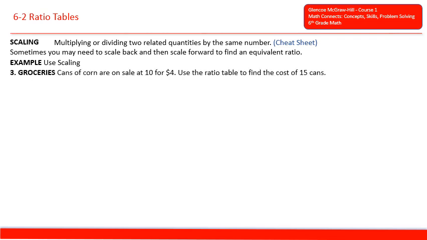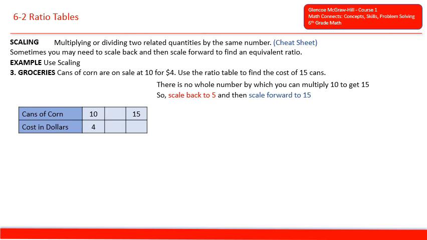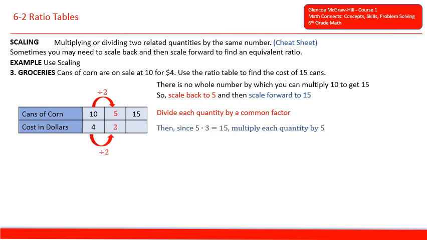Cans of corn are on sale at 10 for $4. Use the ratio table to find the cost of 15 cans. So we have 10 and we want to find out what 15 costs. And there's no whole number by which you can multiply 10 to get 15. So scale back to 5 and then scale forward to 15. So we'll divide 10 by 2 to get 5 and 4 by 2 to get 2. And now we can get from 5 to 15 by multiplying by a whole number. So we'll multiply 5 times 3 and get 15, 2 times 3 to get 6. So 15 cans of corn would cost $6.